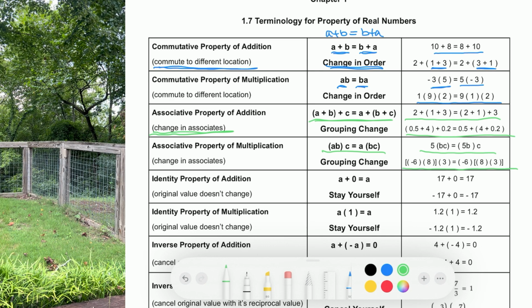Again, let's look at our next example. We have -6 times 8 within the brackets. That means they're grouped together. But when we go to the right side, -6 is no longer with 8. It is now grouping 8 and 3 together. So they have switched roommates. They are no longer sharing the dorm room.